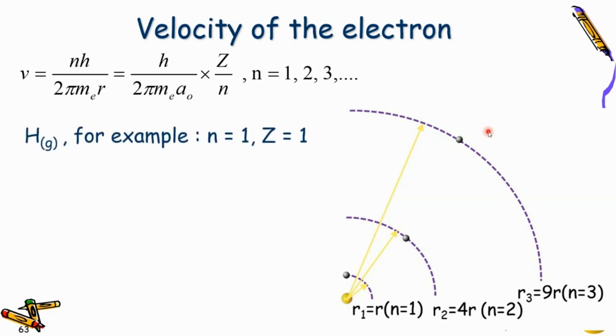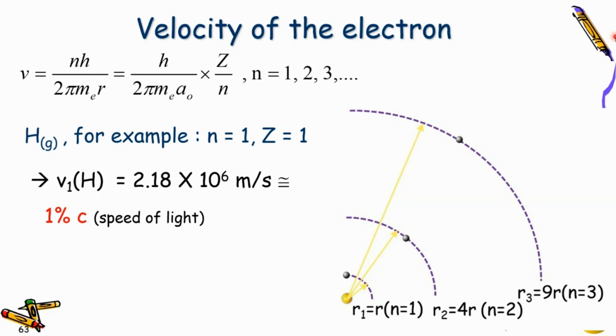Okay, again, let's think of the simplest example, which is n equal to 1, Z equal to 1. Let's put these numbers into this equation, and we get the velocity, which is 2.18 times 10 to the 6 meters per second, which is about 1% of the speed of light. It's very fast, but not fast enough to reach the light. The photon is the fastest in this universe. But this is about 1% of the speed of light, not bad, very quick.